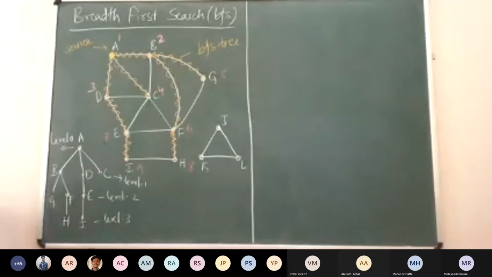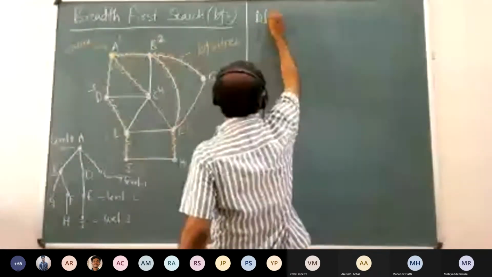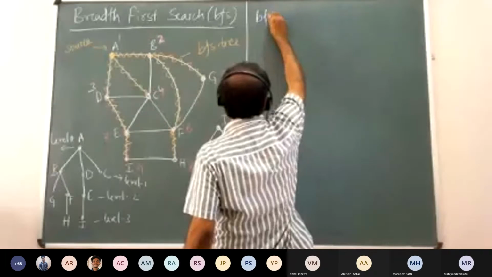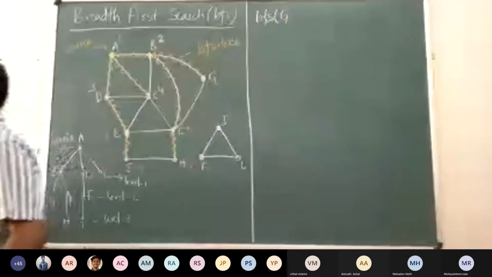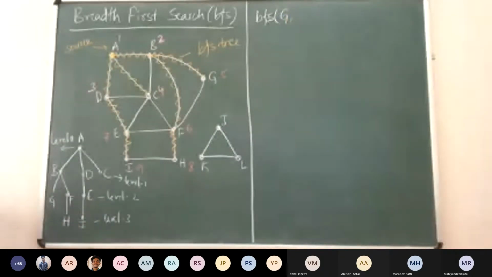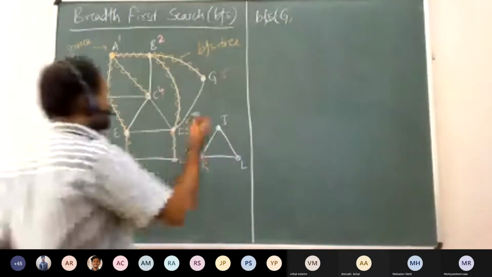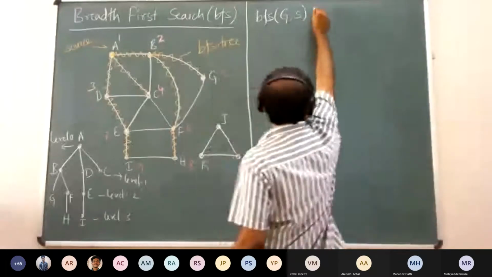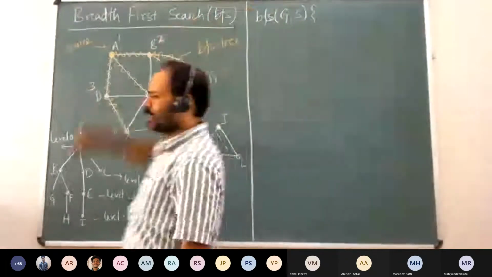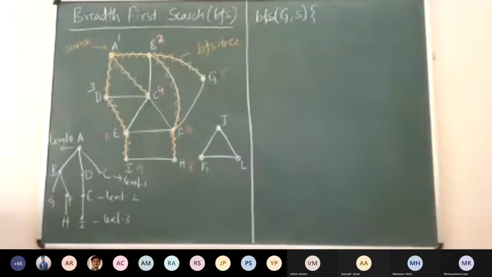Coming to the pseudocode for breadth first search, a graph is given to you, and with the graph you are also provided a source, a vertex S in the graph from which you need to start the traversal.